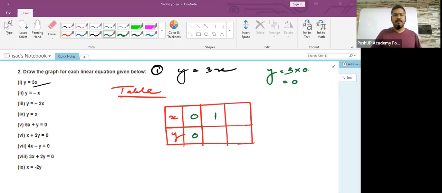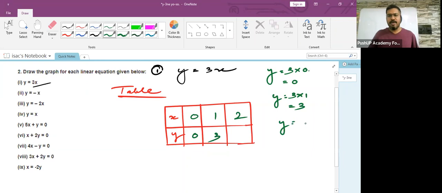Let me give the value of x as 1. Children, if x is equal to 1, can you tell me how much would be y? Y is equal to 3 into 1, which is equal to 3. You all agree with this? So I will write here y is equal to 3. Then let me give the value of x as 2. Tell me how much will be y? Y will be 3 into 2, that is equal to 6.